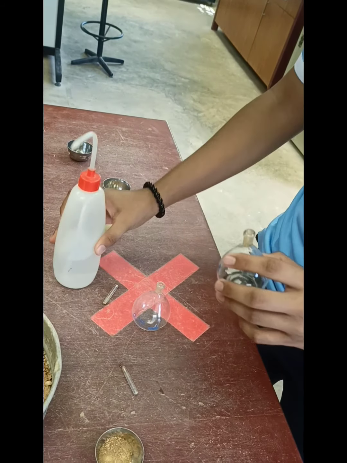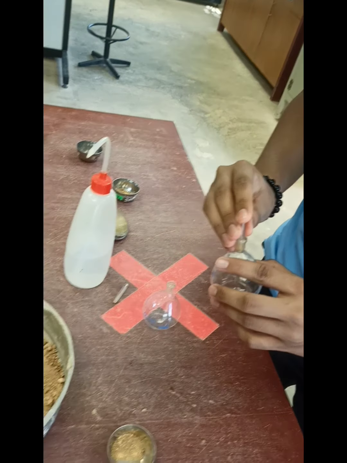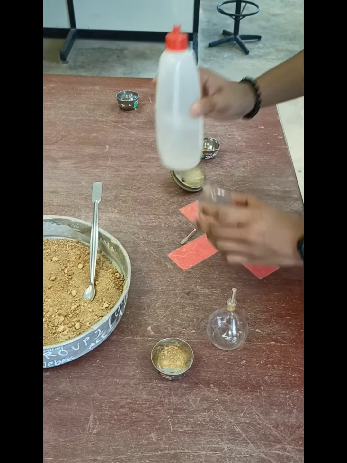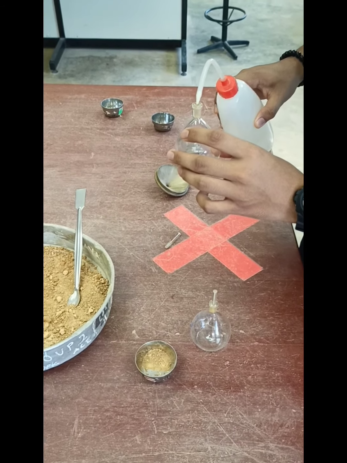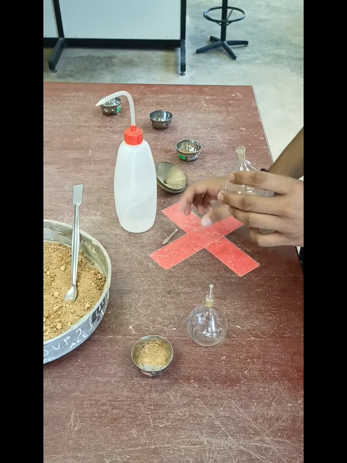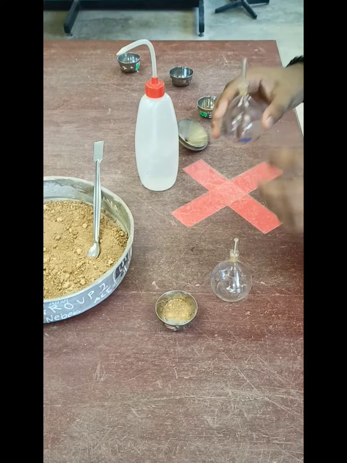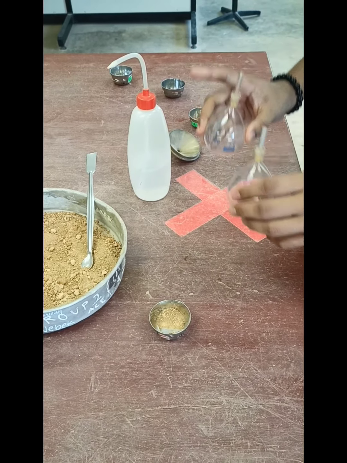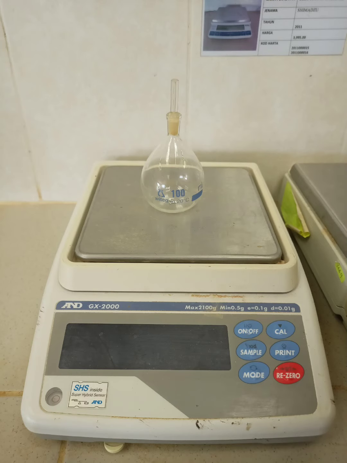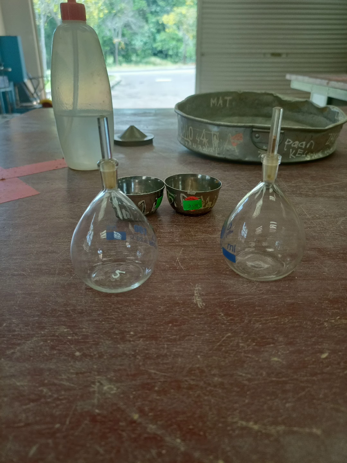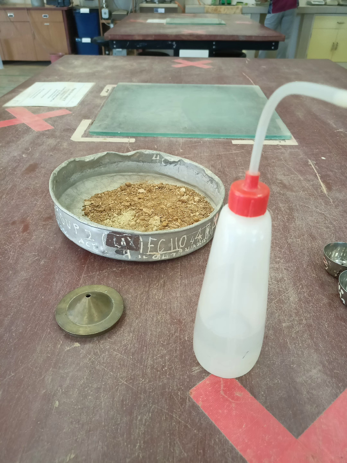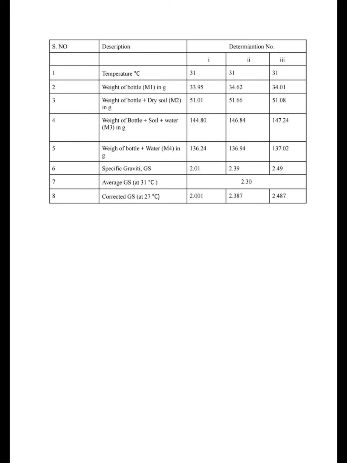And next, empty the bottle and clean it properly. Fill the bottle entirely with distilled water and make sure there are no entrapped air bubbles; the partial vacuum has to be used. Put the stopper on, wipe the bottle dry from the outside, and weigh and record the mass as M4. Again, empty the bottle and dry it properly. Repeat steps 2 to 11 for 2 observations to obtain an average specific gravity of the sample. This is the data of the experiment.